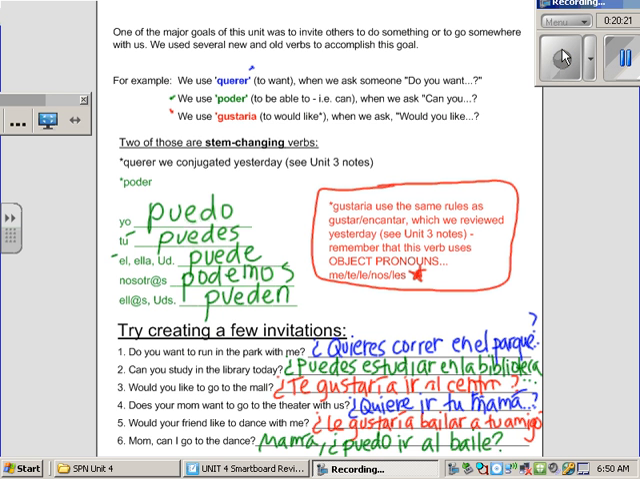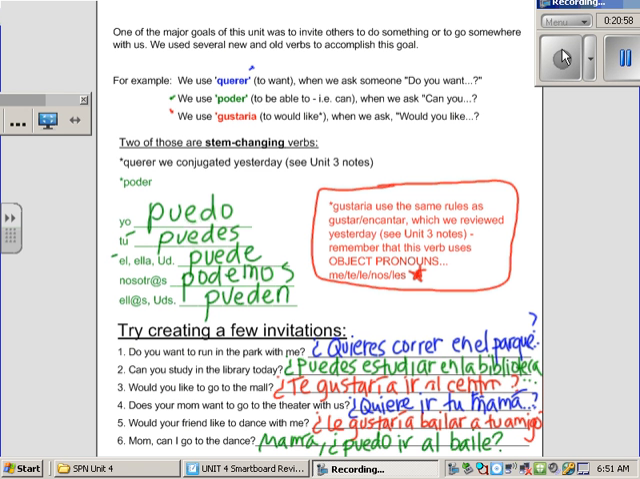All right, so our first one, do you want to run in the park with me? This was using our verb querer, to want, and we conjugate it for you. Do you want, quieres, to run, correr, in the park, en el parque. With me, I didn't have space for, but we know that is that word, conmigo. ¿Quieres correr en el parque conmigo? The second one, can you study in the library today, uses poder. ¿Puedes estudiar en la biblioteca hoy? Hoy for today. Would you like to go to the mall? This used gustaría. ¿Te gustaría ir al centro comercial?